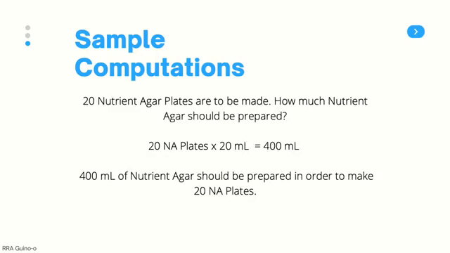The answer is 400 ml, and we got this because we needed 20 nutrient agar plates, and per plate we have 15 to 20 ml, but we choose the 20 ml volume just to make sure that all of our plates are completely filled up. So with that, 20 times 20 is equivalent to 400 milliliters. So we need 400 milliliters of nutrient agar in order to make 20 nutrient agar plates.